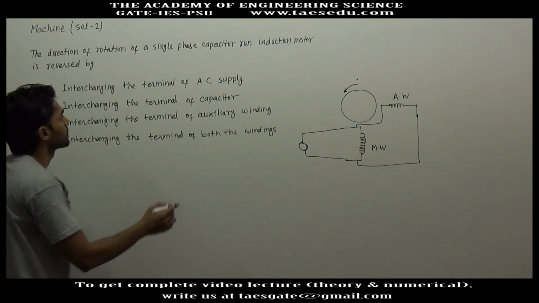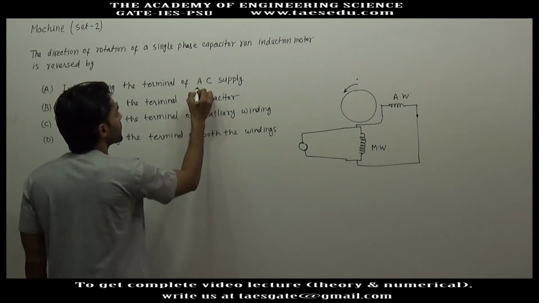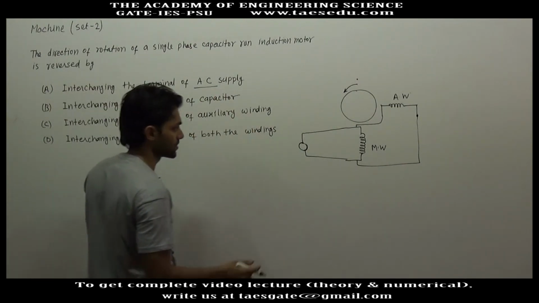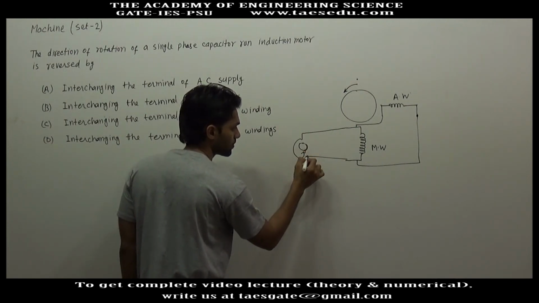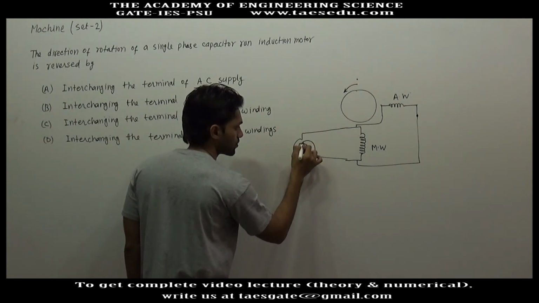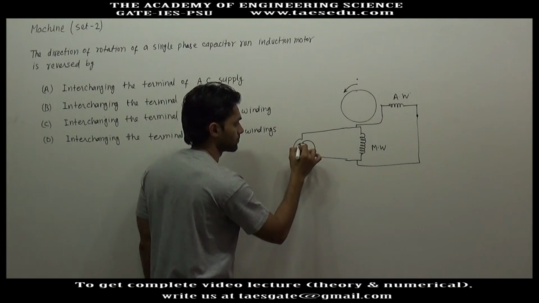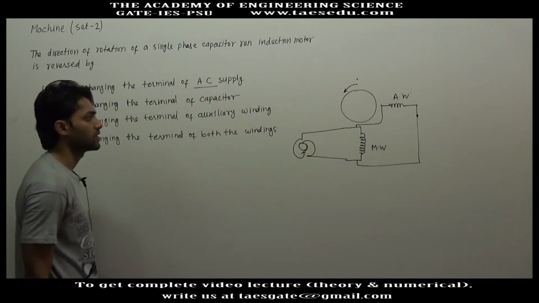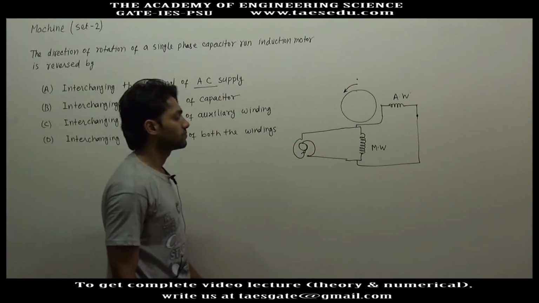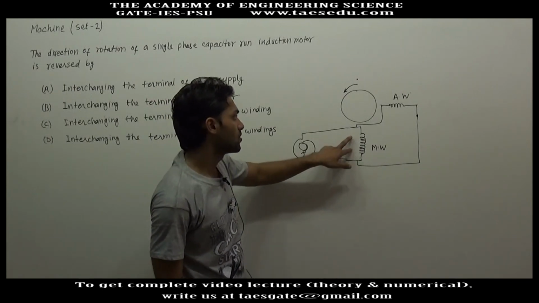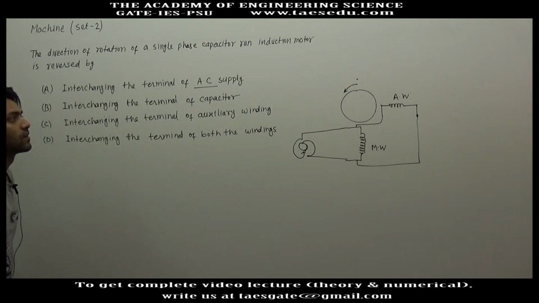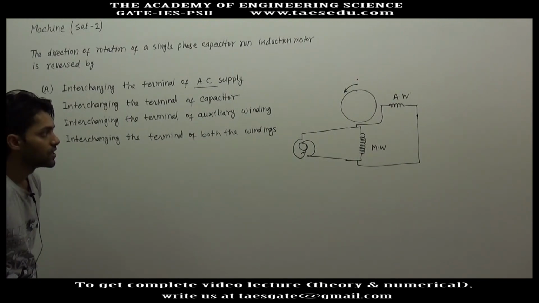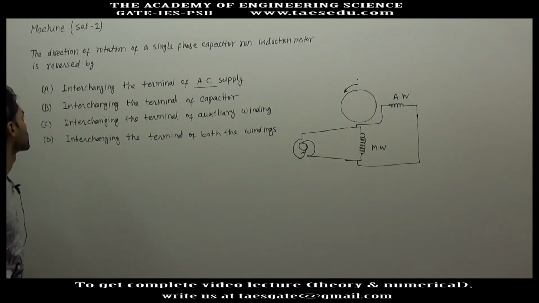So if the connection of AC supply is interchanged, this is connected to here and this part is connected to the upper side of source. This way the connection of both the windings will be interchanged and the direction of rotation of induction motor will not be reversed. So this option is wrong.